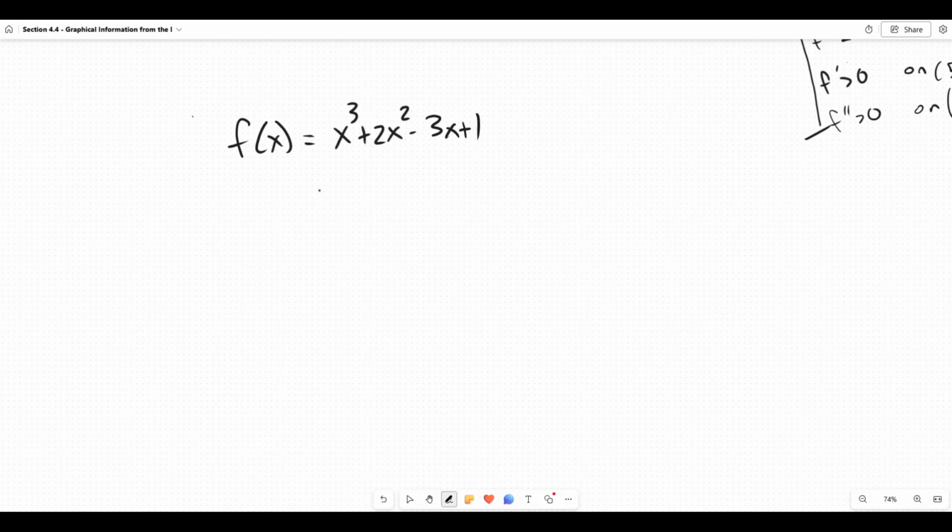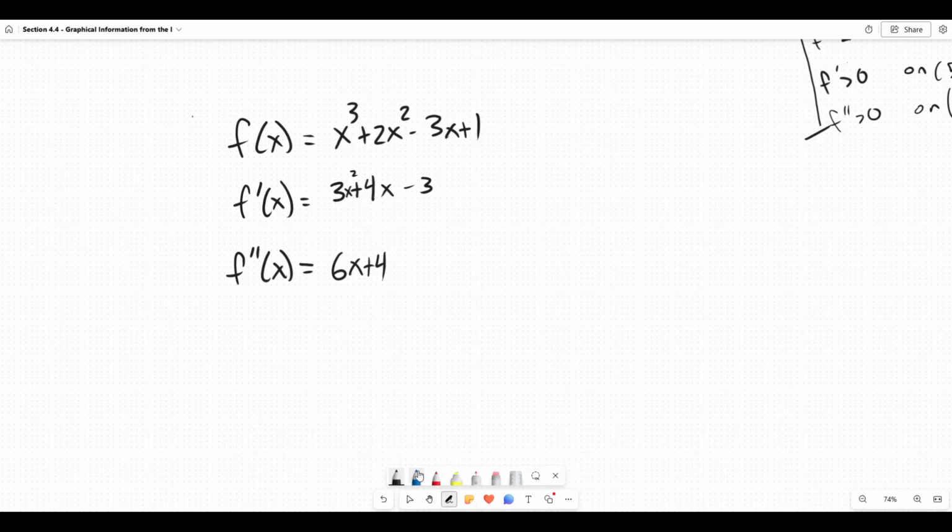I like this one because we can find the values of it. So we'll do the first derivative and second derivative. So that'll be 3x squared plus 4x minus 3. And that will, of course, be 6x plus 4. Okay, so what are we going to do with both of these derivatives? Well, with the first one, we're going to find the critical points, which we already know. We set f prime of x equal to 0. That's 3x squared plus 4x minus 3 equals 0.